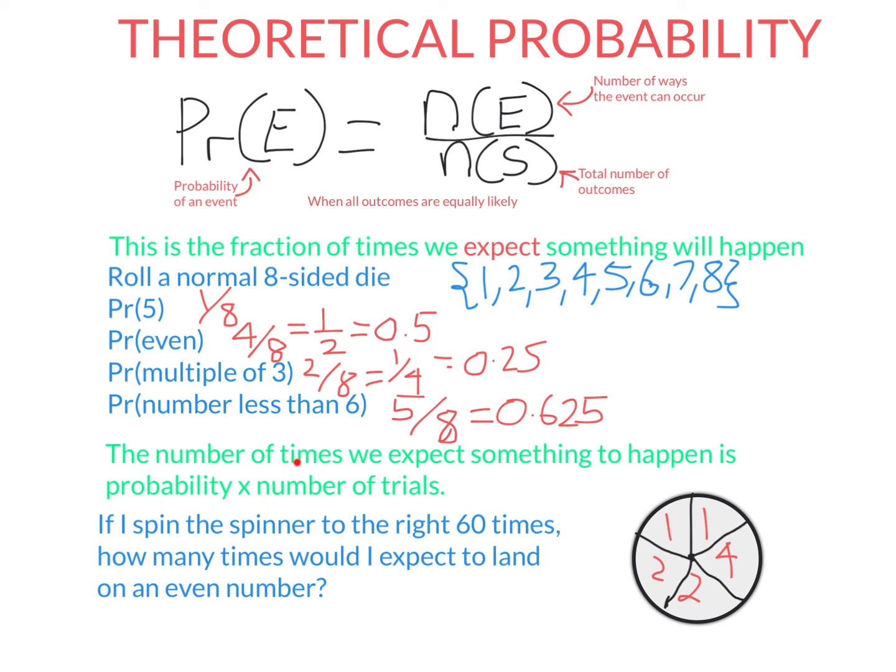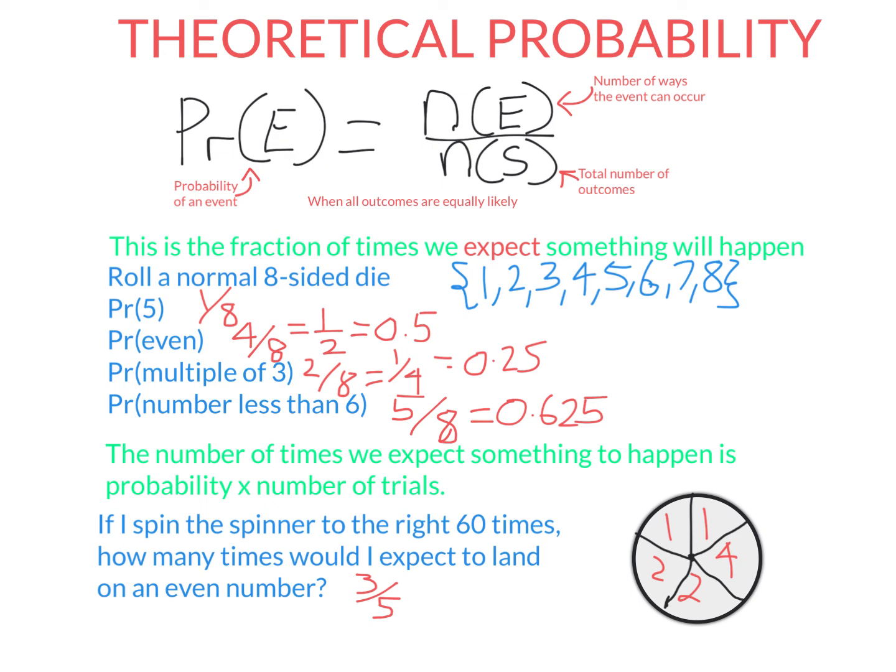So you can calculate the number of times we expect something to happen by simply multiplying the probability by the number of trials. So if I spin the spinner to the right 60 times, how many times would I expect to land on an even number? Here, despite my drawing, all 5 of these are supposed to have the same area. So each of these 5 outcomes is equally likely. First we need to figure out the probability of landing on an even number. Well, there are 3 ways I can land on an even number out of 5 in total. The probability of landing on an even number is 3 over 5.